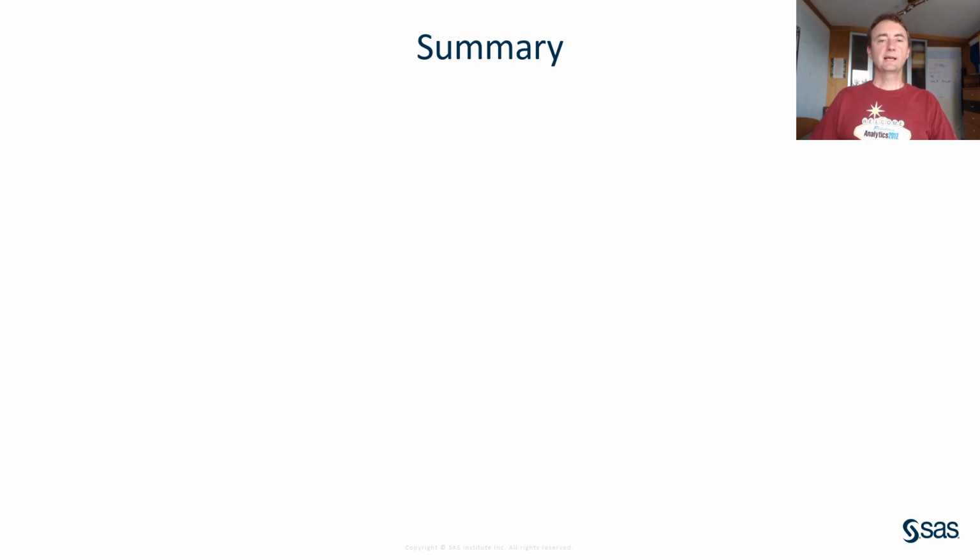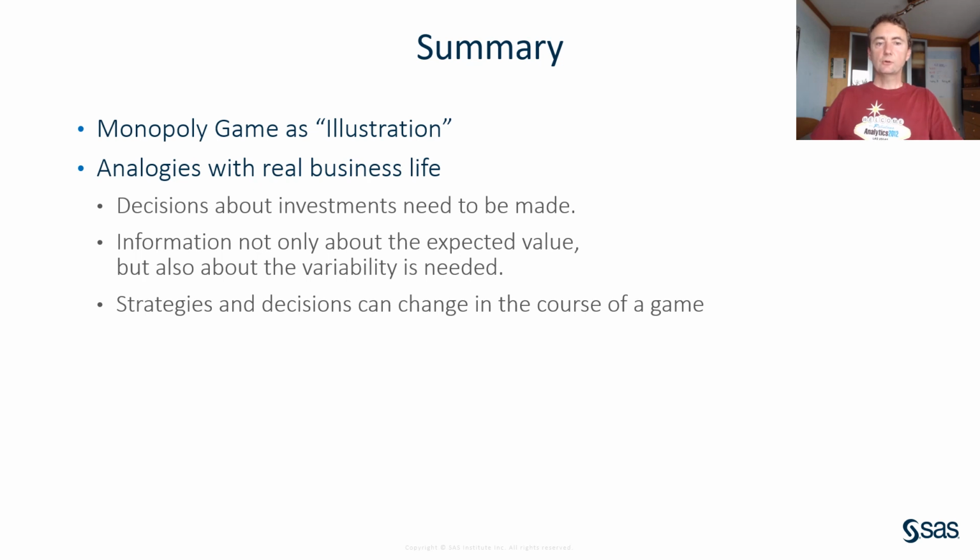We are now coming to the summary of my case study. So you have seen that I used the Monopoly board game as an illustration for how you can study complex processes and how important it is to use Monte Carlo simulations to get more insight here. And you also can imagine that there are lots of analogies with the real business life. So, for example, in the case when decisions about investments need to be made or not, and you would like to study what is the outcome distribution. Is it extremely narrow or is it very wide? Is it more in the positive or in the negative area?